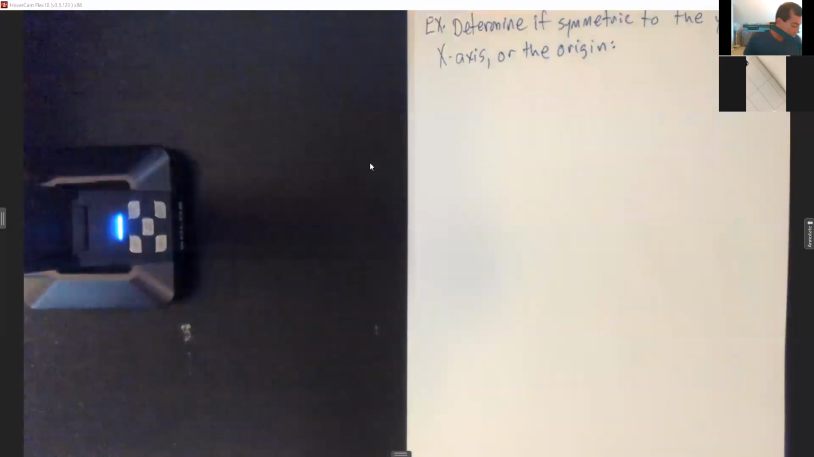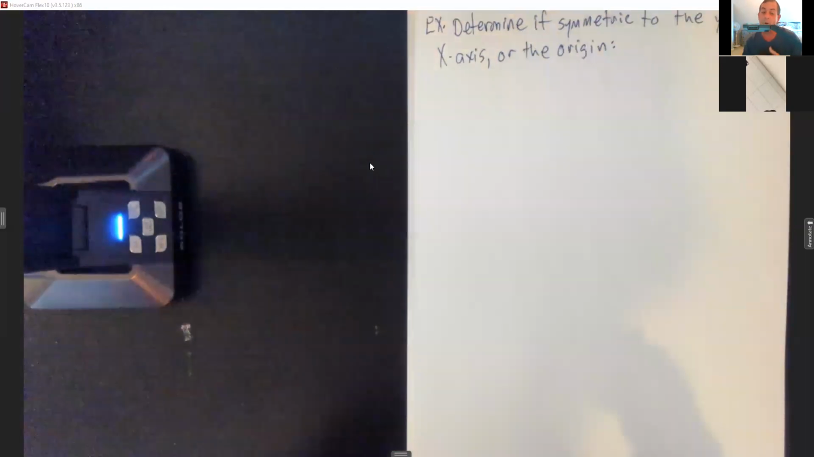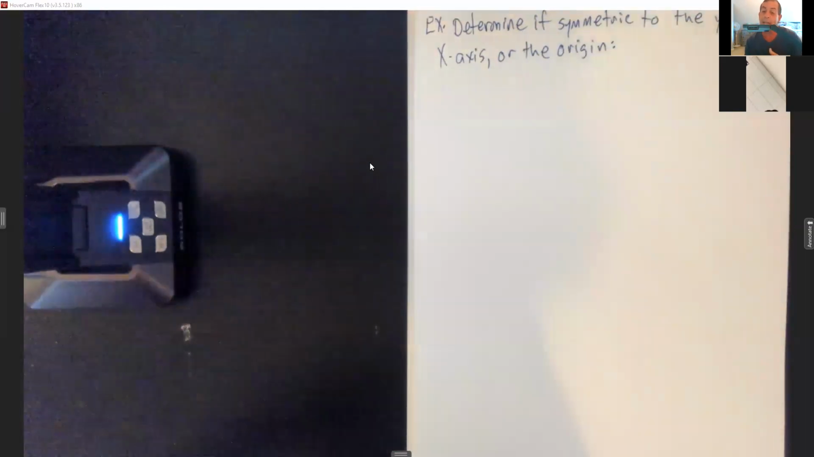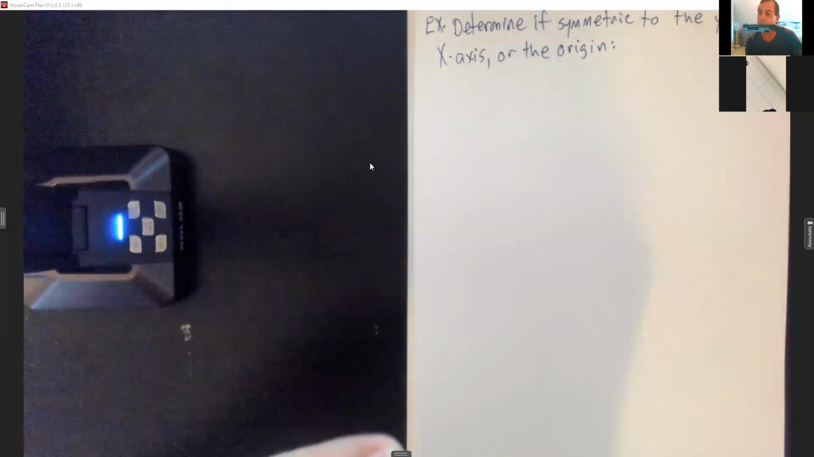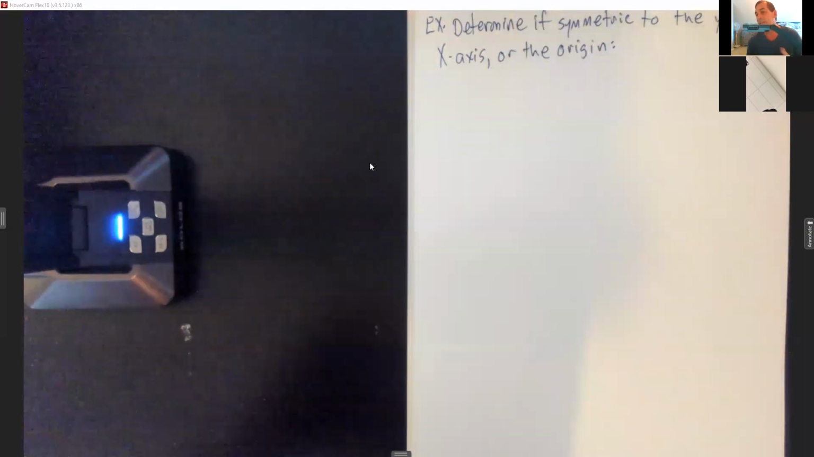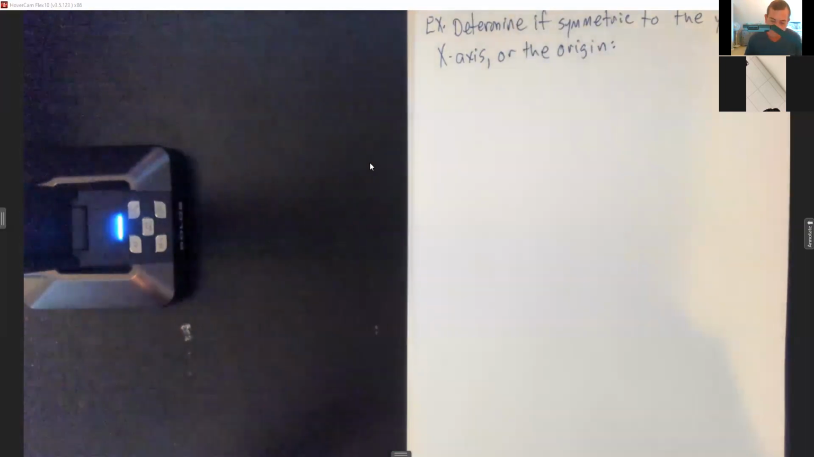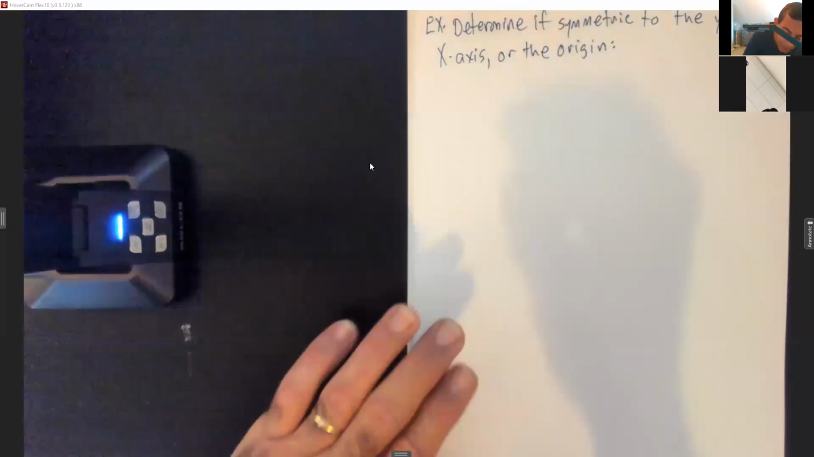Oh, and I was going to say on that even and odd, the reason that we didn't have one for the x-axis, because remember, it fails the vertical line test if it's symmetric to the x. So that's why it's not even a function. All right, so let me draw this first one here.